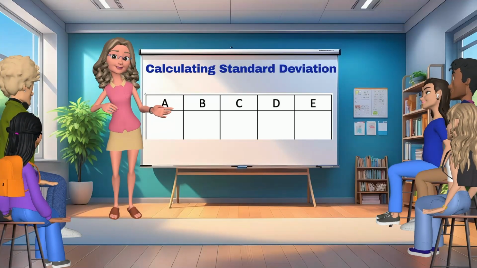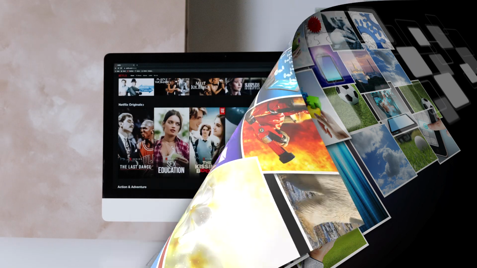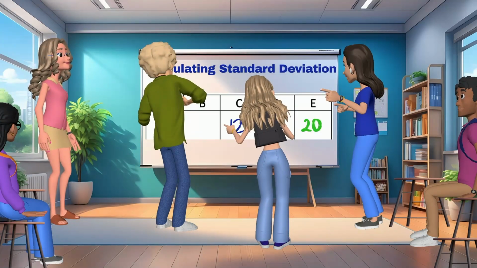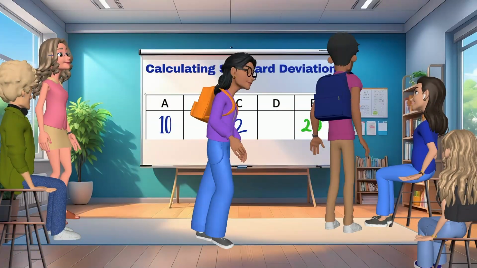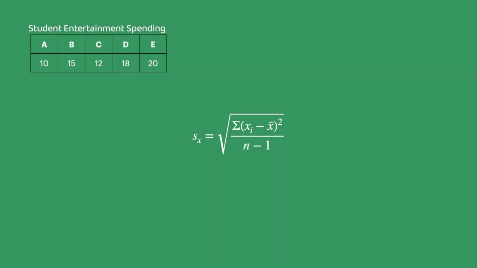Let's see how much the students in this class spend each week on entertainment, such as video streaming, subscriptions, music streaming, gaming, movies, etc. So you see this formula here. It says SX. What this SX stands for is sample standard deviation. It looks more complicated than it is, and so we're going to go through this step by step.